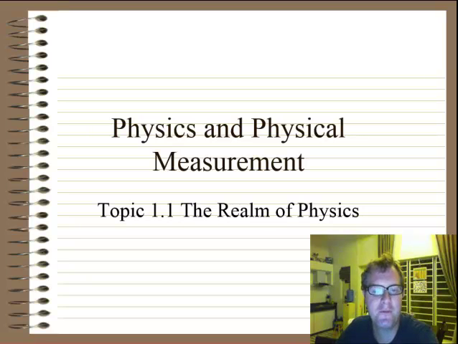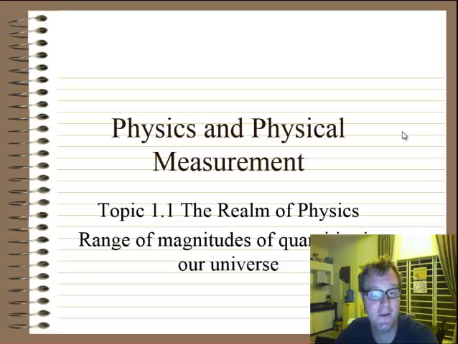Hi there, welcome to this short vodcast on physics and physical measurement, which is the first unit in the IB Diploma Physics course, specifically the topic the realm of physics. What the realm of physics is really about is looking at devices and values which are at the extremes of the universe. So we're looking for the range of magnitudes of quantities in our universe, from the very smallest things to the very biggest things. So we're looking for that range.